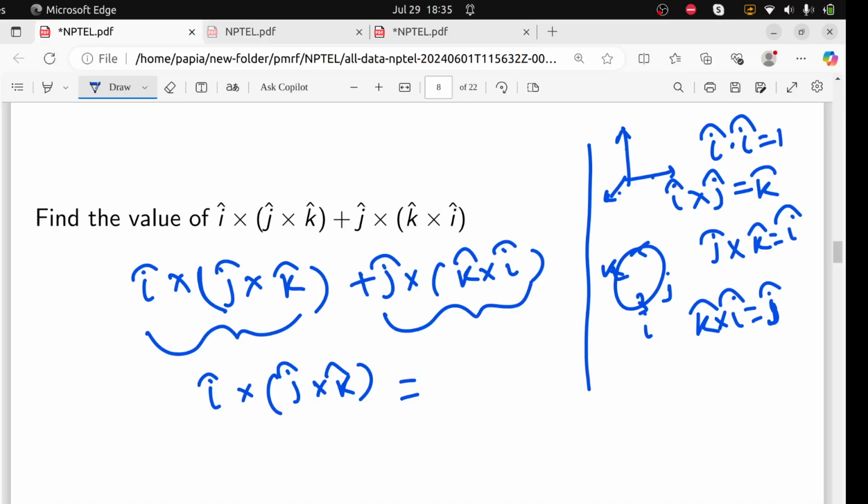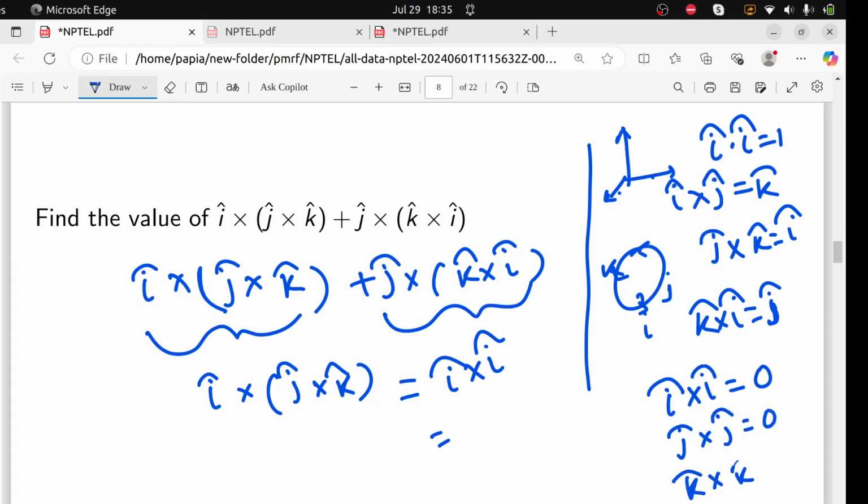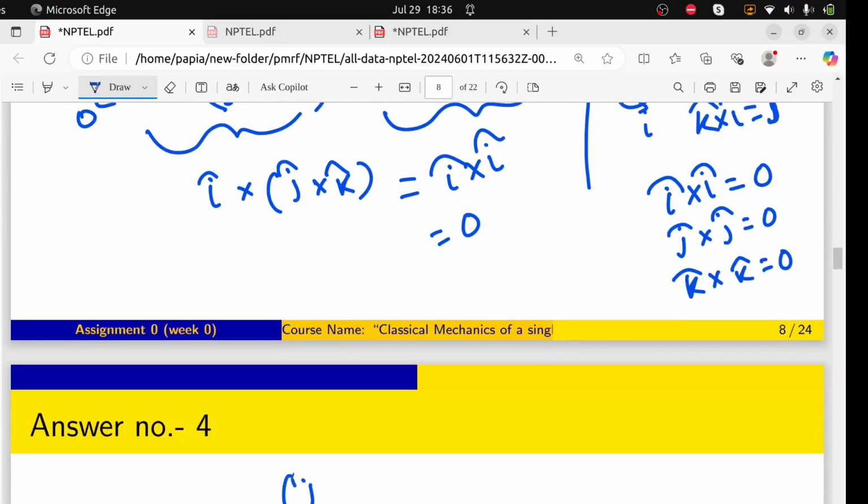So if you see these expressions here, j cross k means i, and i cap cross i cap is obviously equal to 0. j cap cross j cap equals 0. k cap cross k cap equals 0, and also j cap dot j cap is 1, k cap dot k cap is 1. These are the equations. So now you can see that i cap cross i cap means 0. So the first one is giving me 0. Now coming to the second one, j cap cross k cap cross i cap.